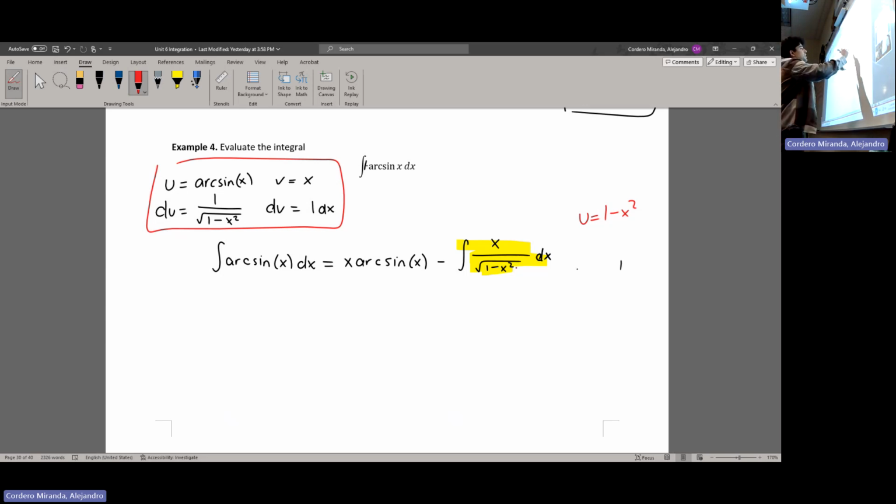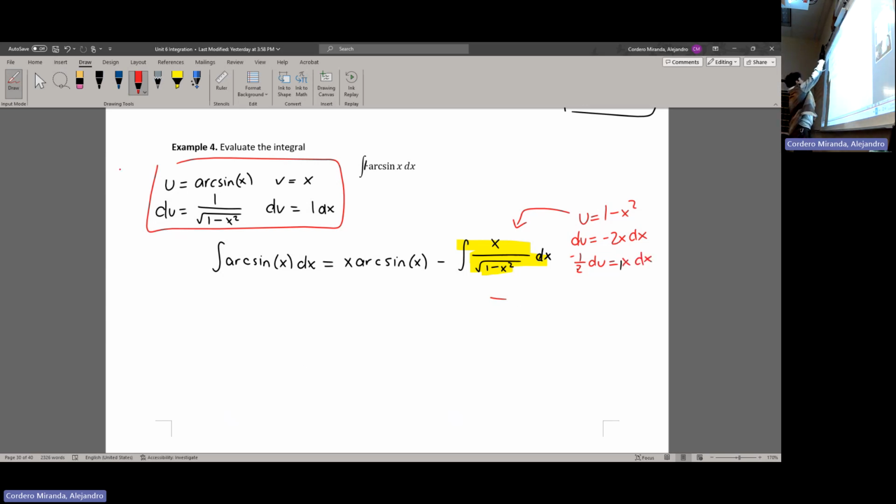But let me call my u for this highlighted integral. I'm going to say u is 1 minus x squared, which makes du be negative 2x dx. All right, but I don't see a negative 2x dx. I see a negative 1x dx. So let me make it negative 1/2 du equals x dx.